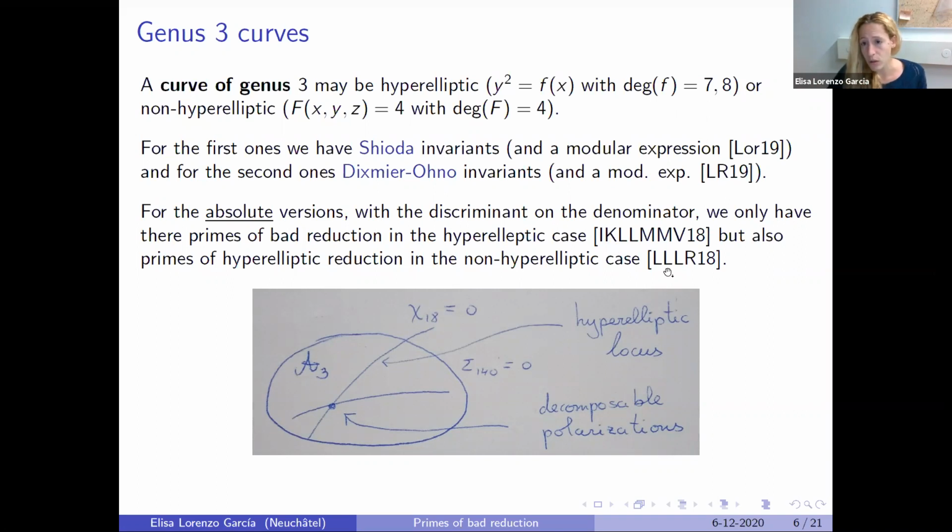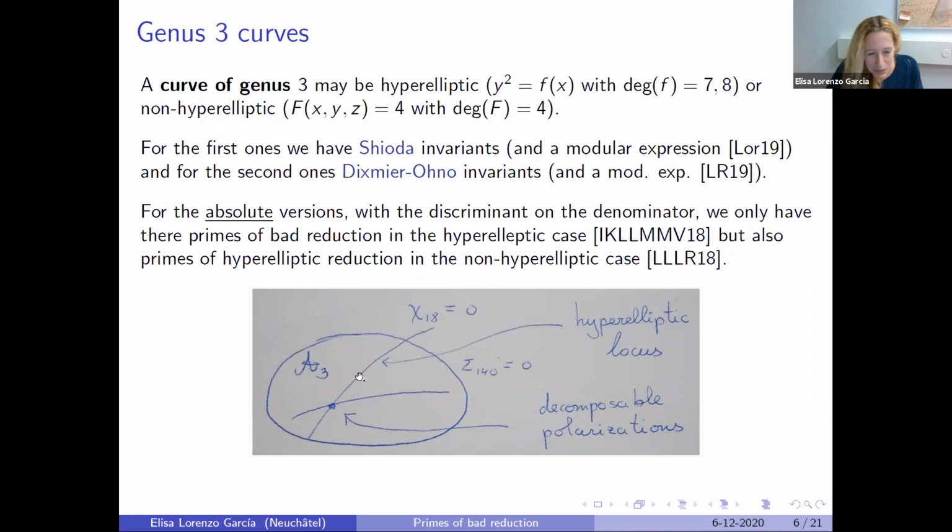But then, also with Garcia, Ritzenthaler and Liu, we proved that in the case of plane quartics, the non-hyperelliptic ones, when you put the discriminant in the denominator, you have primes of bad reduction, but you also have primes of hyperelliptic reduction. And those ones, we still don't know how to control them. I could give a whole different talk about this hyperelliptic reduction thing, so I'm not going into the details.